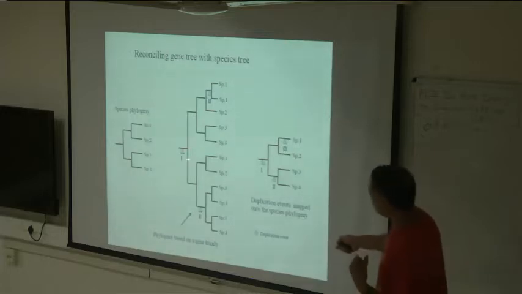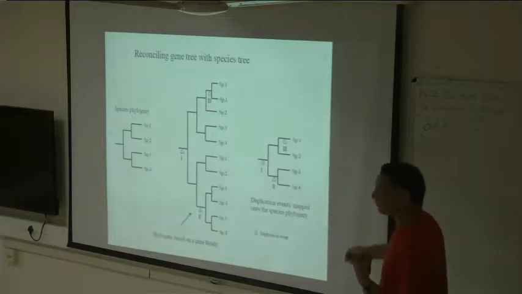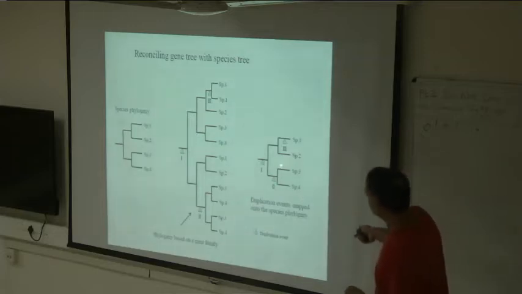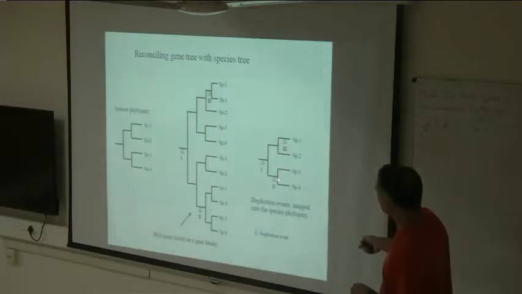right? So there has been one duplication event here, resulting in these two clusters of the same set of species. There has been one duplication event here, resulting in that. There has been one duplication event here, resulting in that.